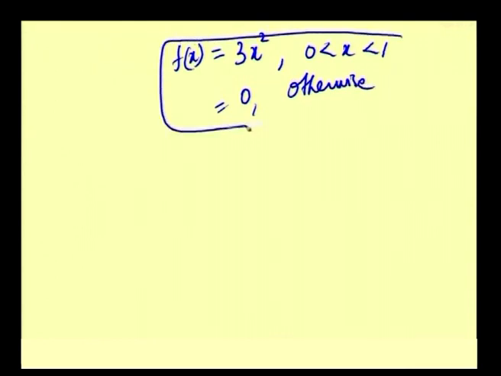What is your PDF? F of x is equal to c x square. So, now c is substituted as 3, f of x is equal to 3 x square for 0 less than x less than 1, is equal to 0 otherwise. This is now your refreshed PDF where c is being substituted.